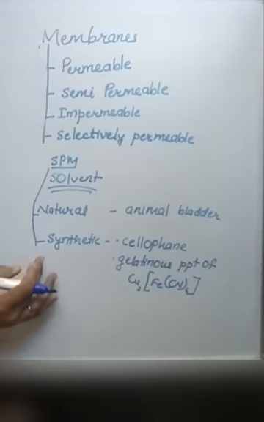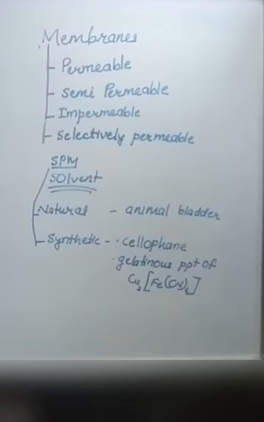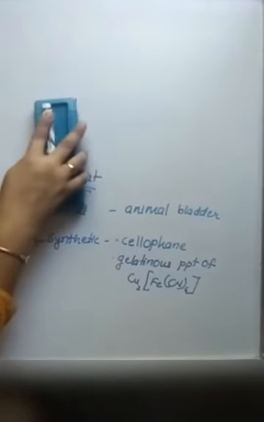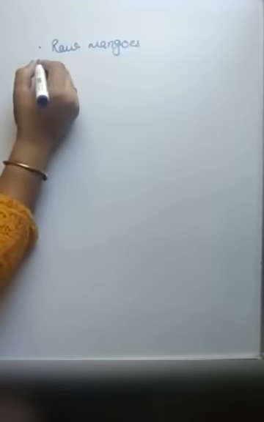This semi-permeable membrane has an important role in osmosis. Now we'll see a few examples of osmosis. Like mango shrivels when we keep it in brine. What is brine? Aqueous solution of salt. So raw mangoes shrivel in brine. This is one example.